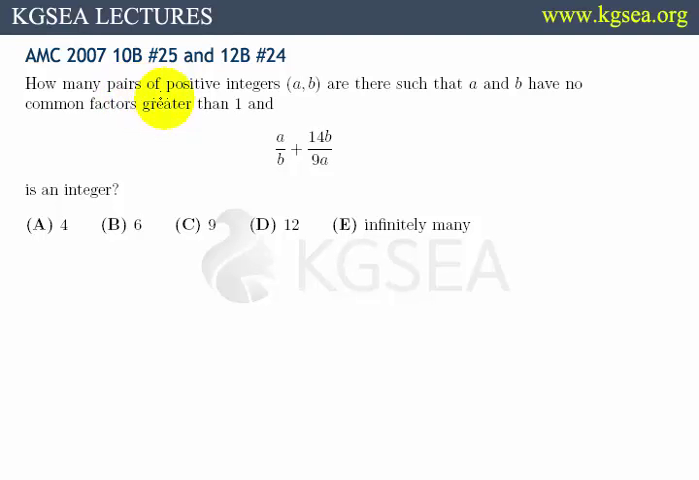How many pairs of positive integers a, b are there such that a and b have no common factors greater than 1, so they are prime to each other? In other words, these cannot be reduced. And this is an integer. Well, we want this to be an integer.